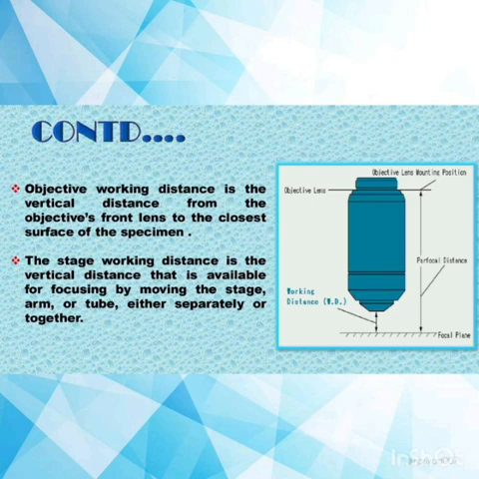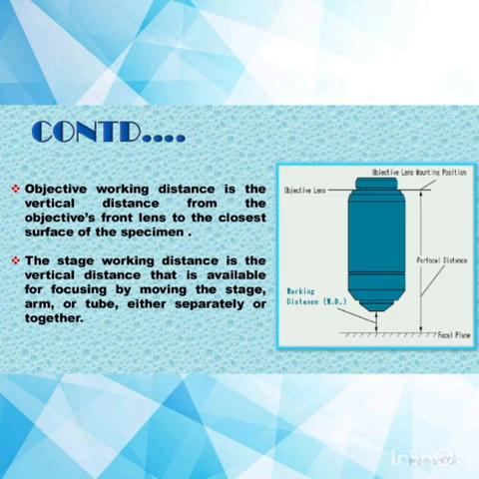Objective working distance is the vertical distance from the objective's front lens to the closest surface of the specimen when the specimen is sharply focused. It's the space you have to get a specimen in under the lens and still get a focus. Working distance decreases as magnification, resolution, and numerical aperture increase. Microscope objectives are usually designed with short working distance.